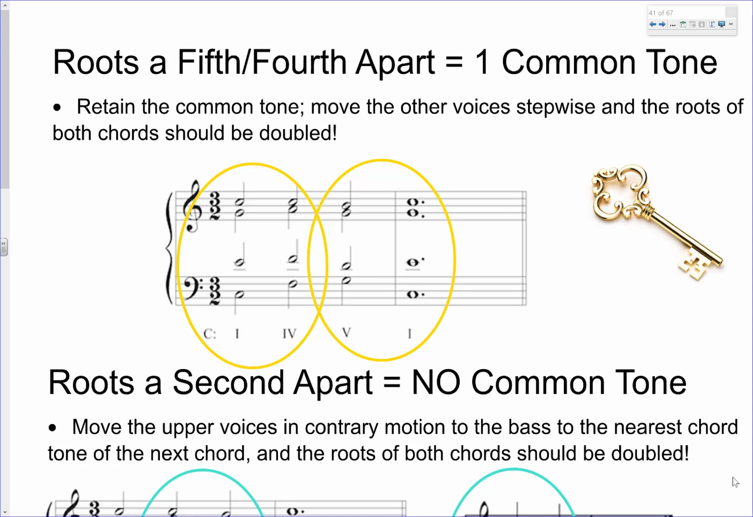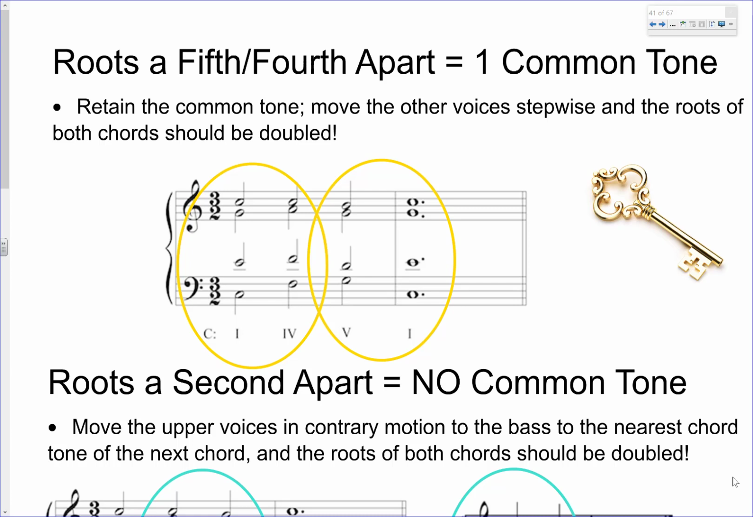We're going to start with roots that are a fifth or a fourth apart. You should know that roots that are a fifth or fourth apart have one common tone between the chords. For example, look at this two-measure phrase, and we are in the key of C.